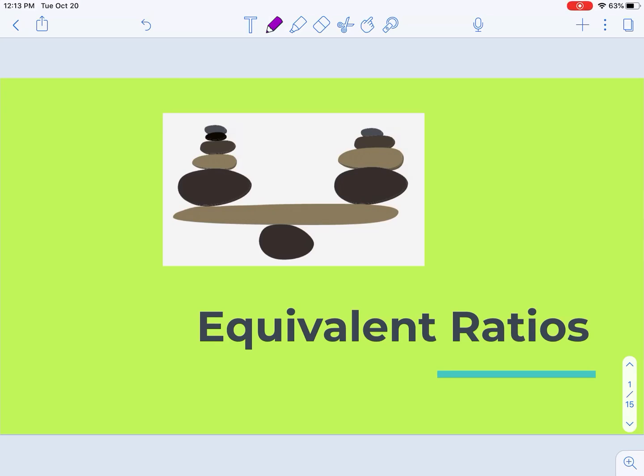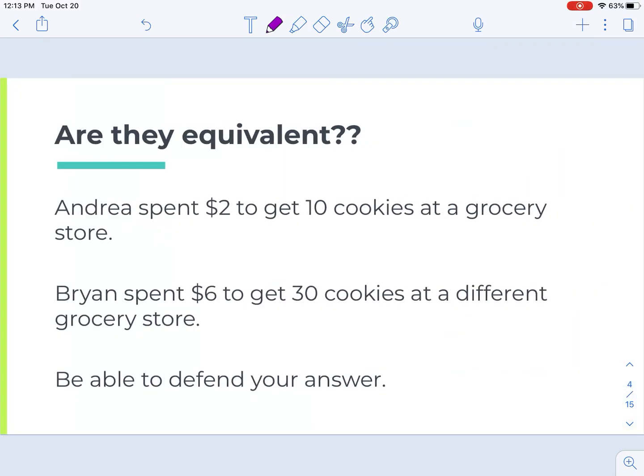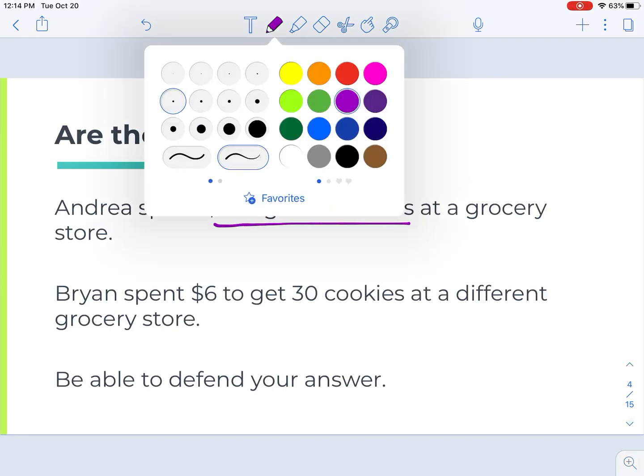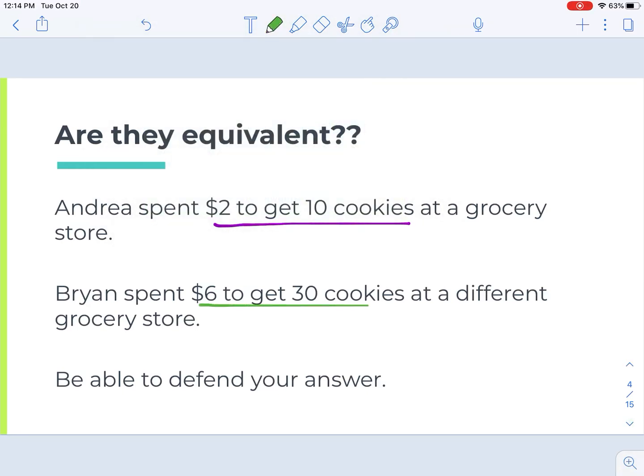All right, today in class we worked on equivalent ratios. So we started by looking at this problem. It says Andrea spent $2 to get 10 cookies at a grocery store. Brian spent $6 to get 30 cookies at a different grocery store. And I asked the class to figure out if these two are equivalent or not.